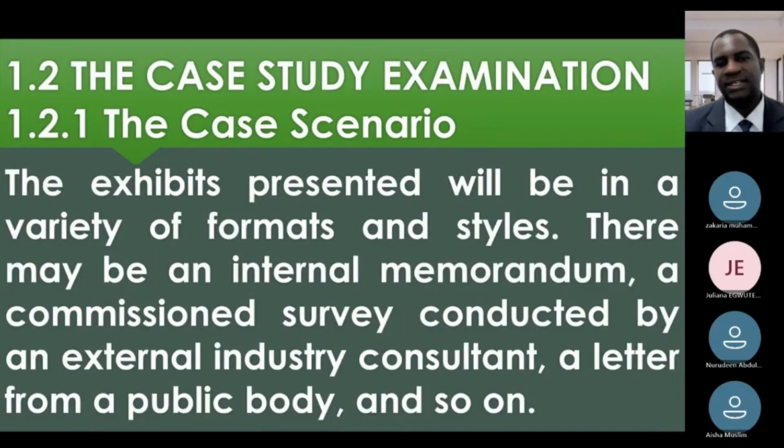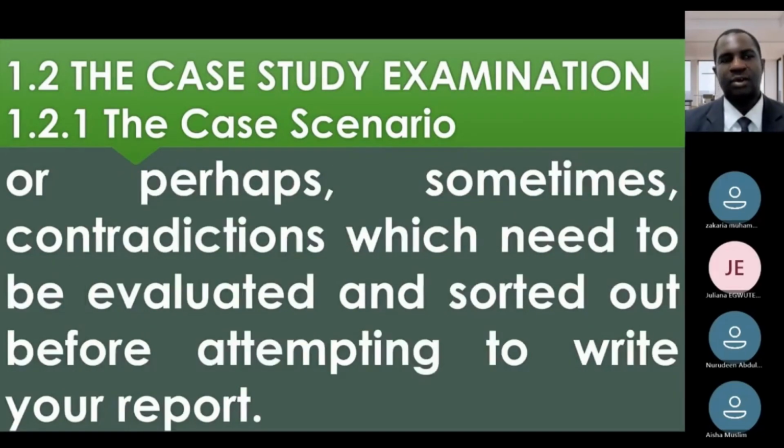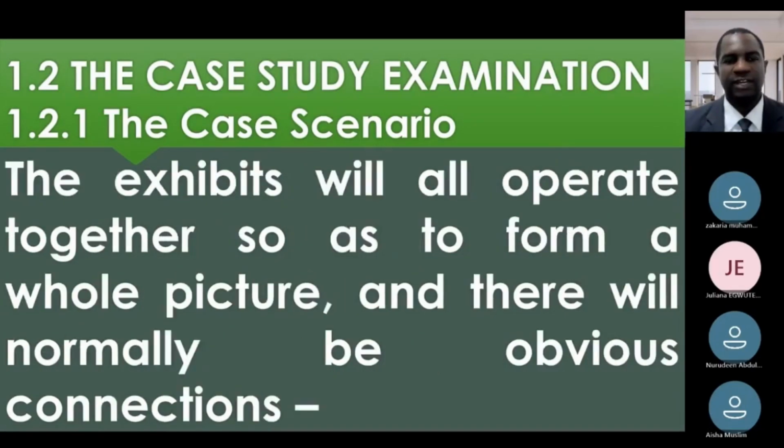So largely the exhibits presented have a variety of formats or styles. So there are maybe internal memos, external memos, surveys conducted by maybe an external industry consultant, or a letter from a public company or an authority, etc. So the exhibits come in different forms and styles. Now, the exhibits will also operate together to form a whole picture. Where you have exhibit 1 to exhibit 14 or 15, there will be connections with those exhibits, and perhaps contradictions, which you will need to evaluate and sort out by yourselves as you attempt to write your report. Take note of that.